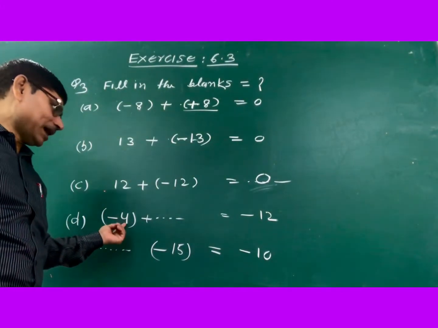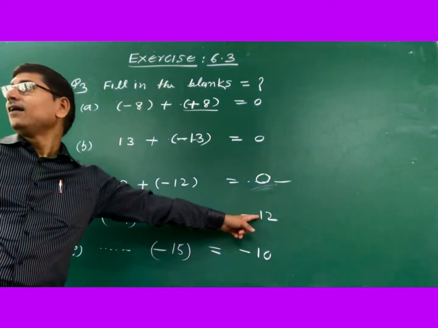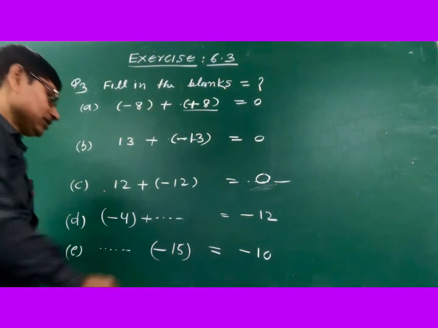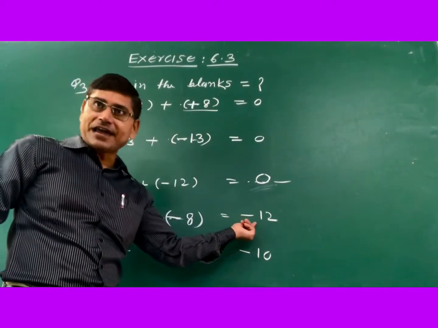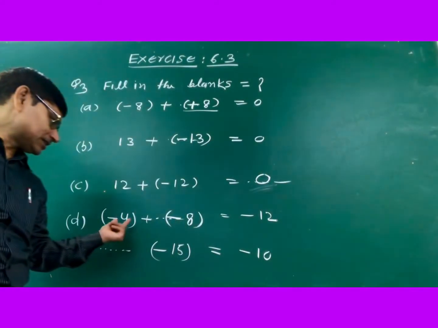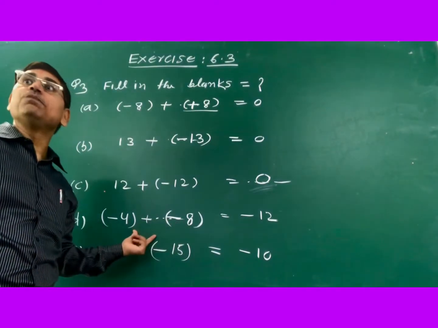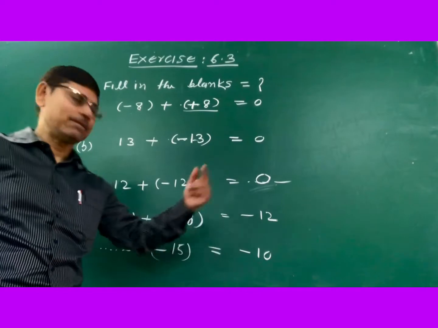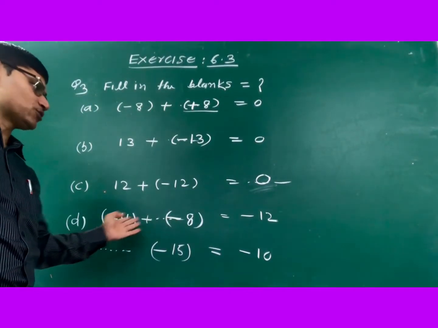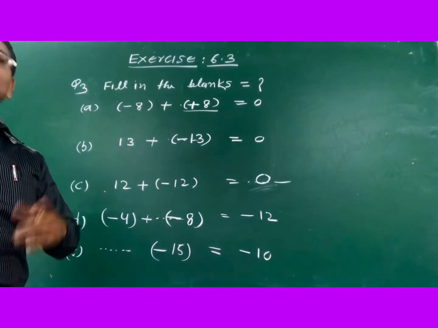And after that, -4. Yes, correct. इसका -8 होगा, because the result is -12. माइनस होगा. It means both integers should be negative. Then you will get the result -12. So -8 and -4 gives you -12.